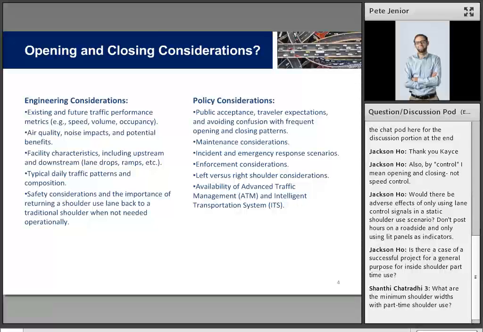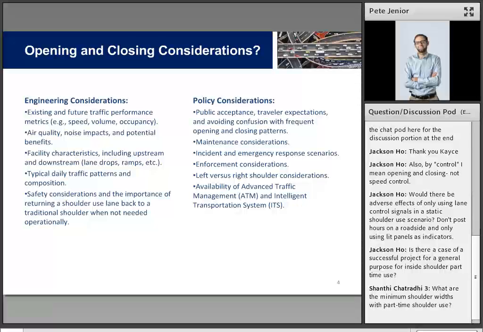What's going to be the traffic performance now and in the future? What type of speeds will we see at different hours of the day? What types of volume, et cetera? There are environmental considerations. Would this trigger the need for a noise wall, some kind of air quality mitigation, or not?